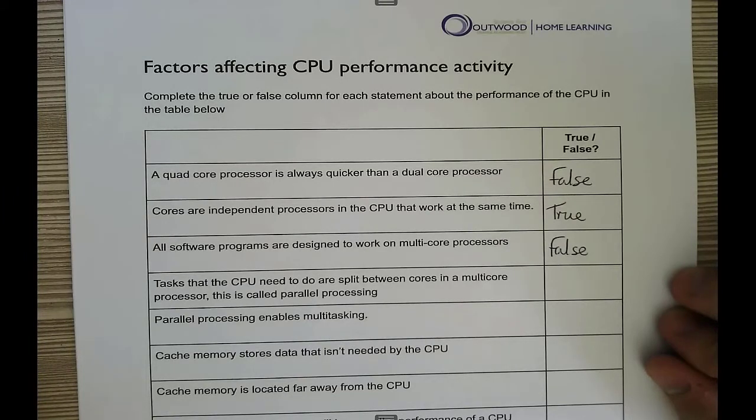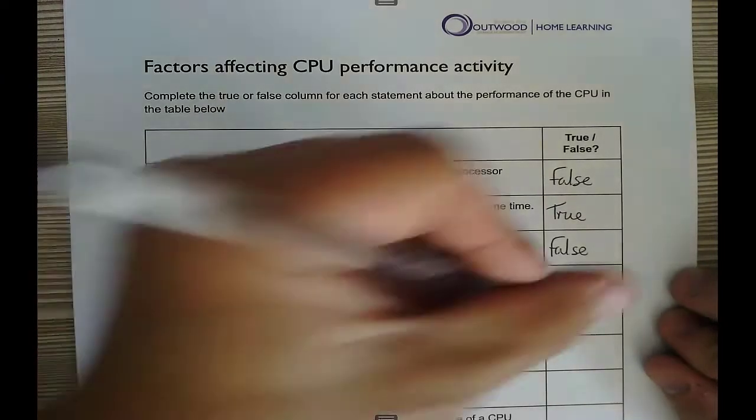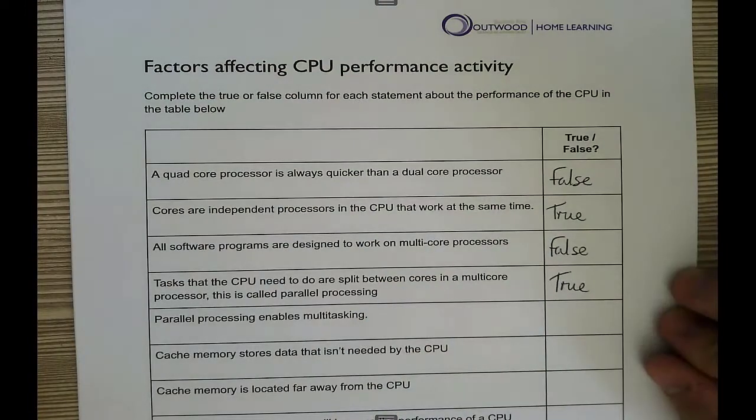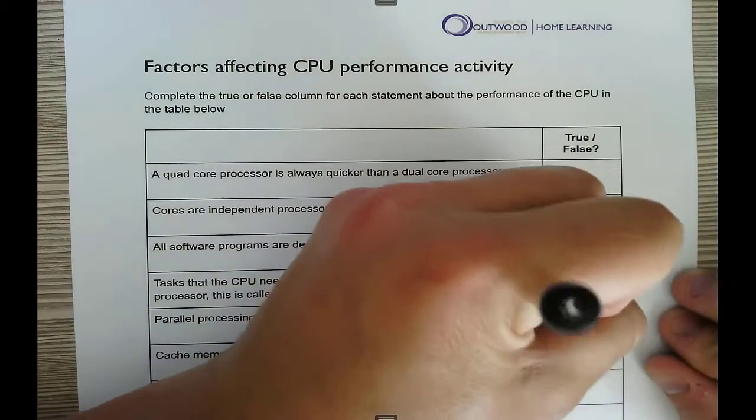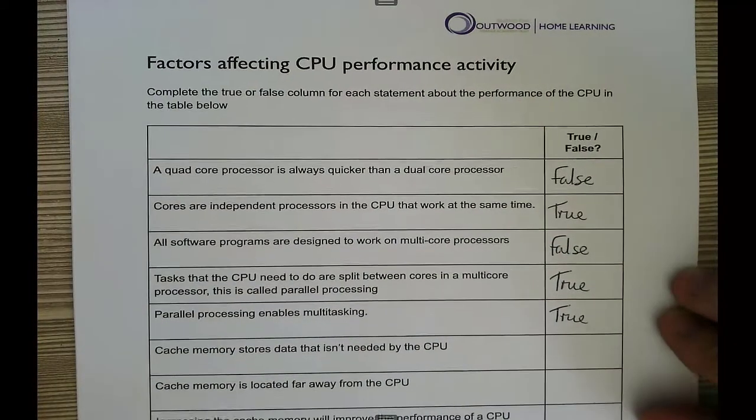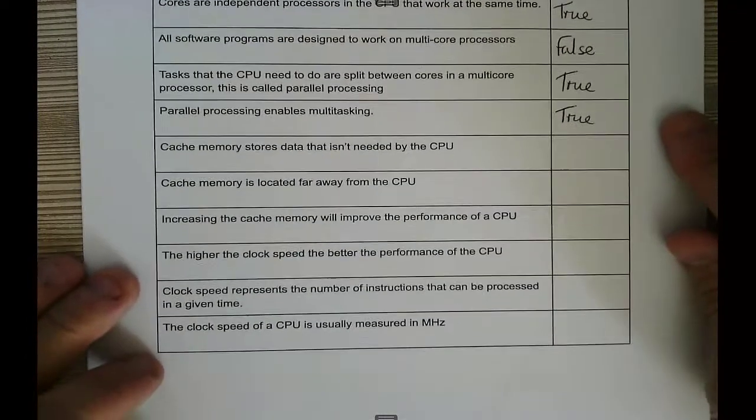So we've next got tasks that the CPU needs to do are split between the cores in a multi-core processor. This is called parallel processing. Well, this is true. So the idea would be if you've got a multi-core processor, each core can take some of the load, and that means they can be processed at the same time. So that leads nicely on to the next one, which is parallel processing enables multitasking. Well, that's true because processing can take place at the same time.